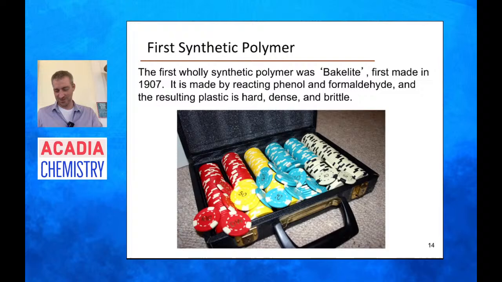So nitrocellulose was the first, I guess, partly at least, synthetic polymer that found application in many different objects, and certainly in warfare as well. The first completely synthetic polymer was a material called Bakelite. And this was first made in 1907. This sounds like a long time ago, but it's only a little more than 100 years ago.